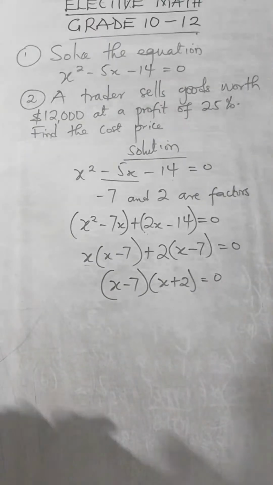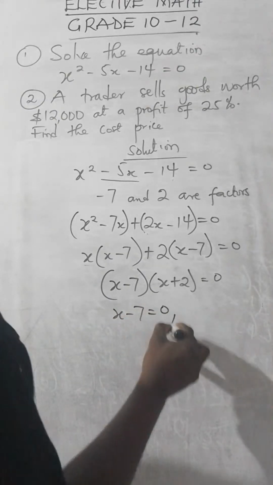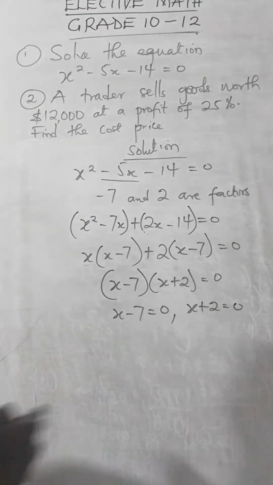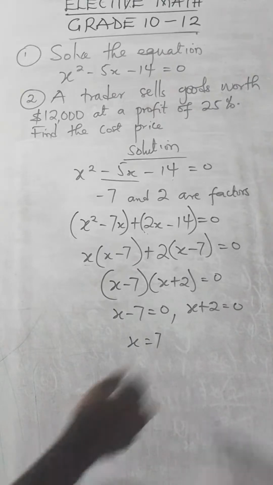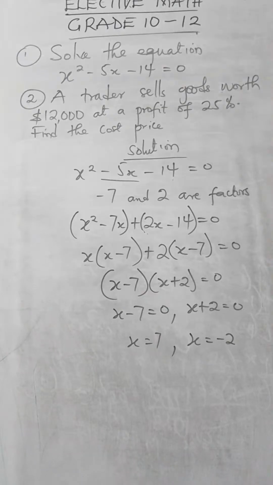Then to solve it, you have x minus 7 equals 0, then x plus 2 equals 0. So here x is equal to 7, then x is equal to negative 2. Okay.